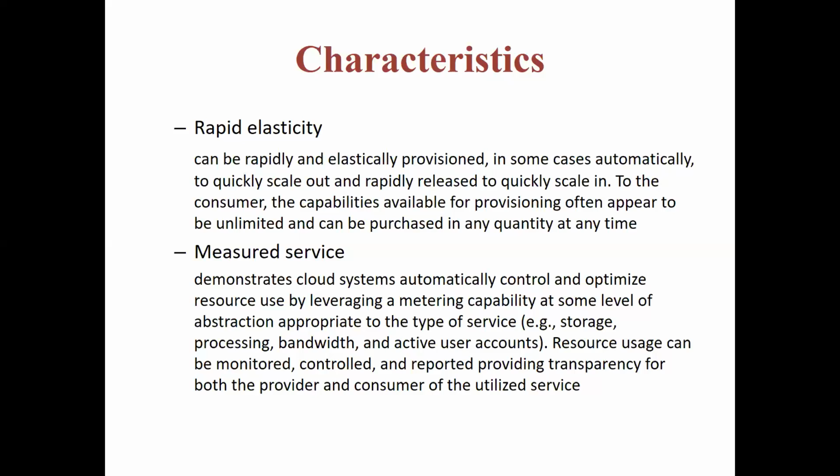Measured service demonstrates that the cloud system automatically controls and optimizes resource use by leveraging a metering capability at some level of abstraction appropriate to the type of service, for example storage, processing, bandwidth, and active user accounts. Resource usage can be monitored, controlled, and reported, providing transparency for both the provider and the consumer of the utilized service. These are the five major characteristics. If you read the research articles, they probably mention more than five, but at least these are the five main characteristics.